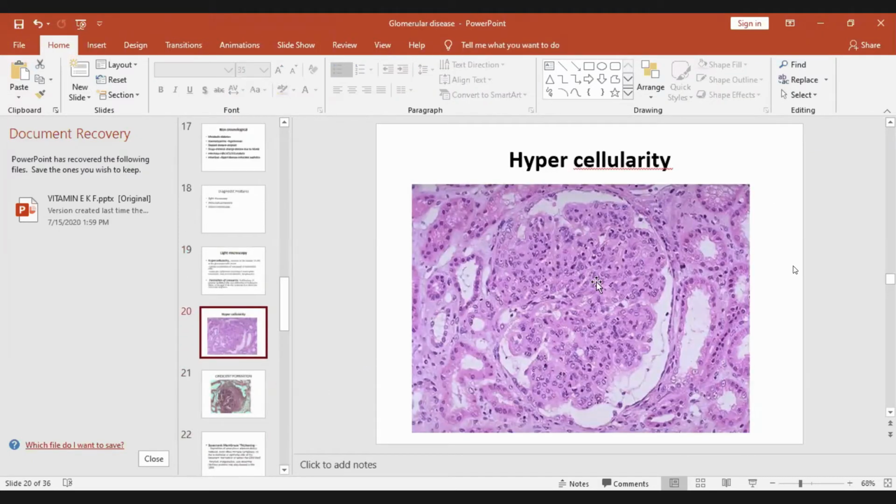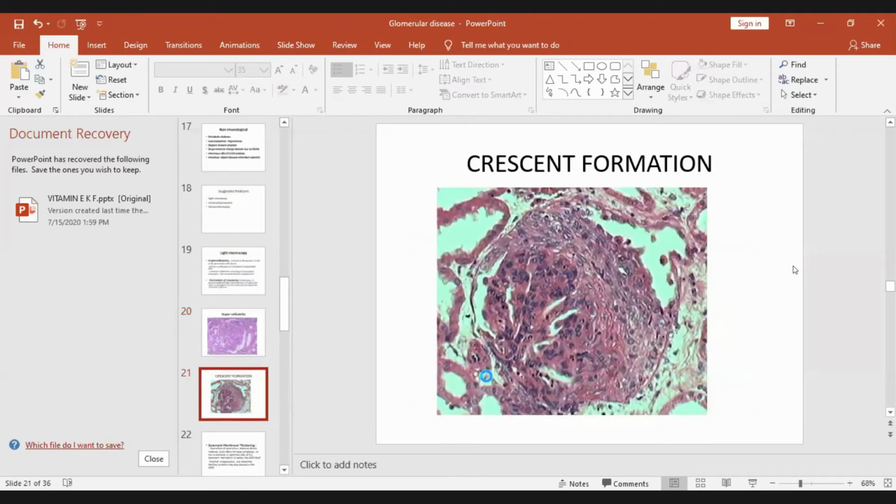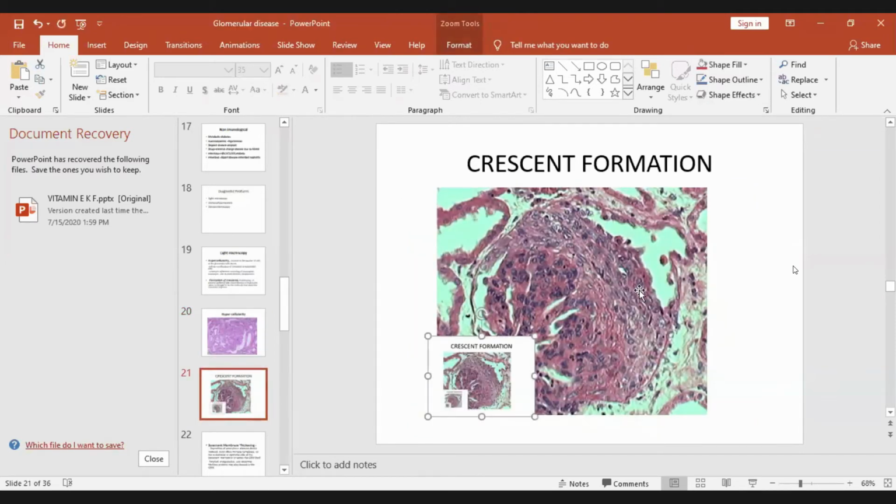This is hypercellularity. See, the glomerulus has become large and there are a lot of cells in it, and that includes leukocytes, mesangial cells and endothelial cells. And this is parietal cell proliferation. This is Bowman capsule, this is the glomerulus, this is the visceral part. And the parietal epithelium proliferates and forms a crescent-like, moon-like structure. This is called a crescent. So these are the two morphological features.